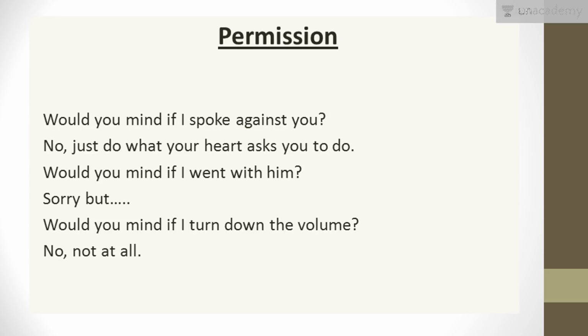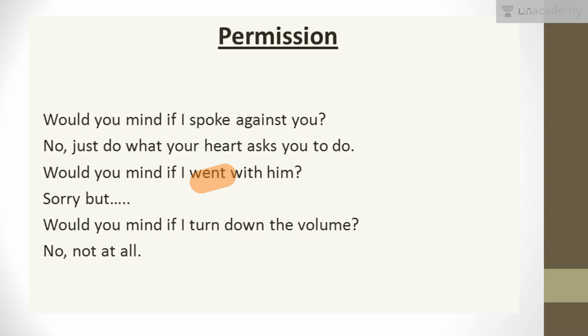The first one is would you mind if I action. So here I have would you mind if I spoke against you. Because I am using would you mind here, the action would be in the second form. Okay, so would you mind if I spoke against you. कैसे बोलेंगे, would you mind if I spoke against you. And the second is would you mind if I went with him. In both of these statements you can see that the action is in the second form, because I have already imagined the scenario कि क्या आप बुरा मानते अगर मैंने किया होता. Would you mind if I spoke against you. तो क्या आप बुरा मानते अगर मैं आपके खिलाफ बोला होता.